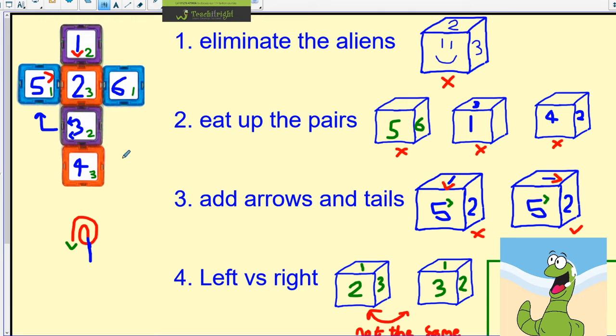The one thing just to point out, you cannot add arrows and tails to perfect circles, nor to squares. So anything with multiple lines of symmetry, you can't add arrows to. So you just have to simply discount those and hope something else has some sort of direction.